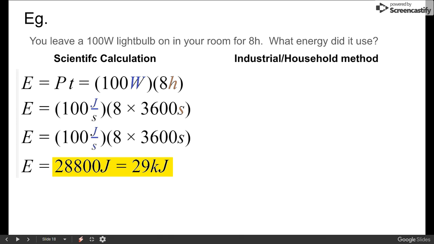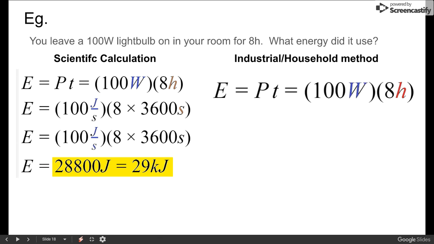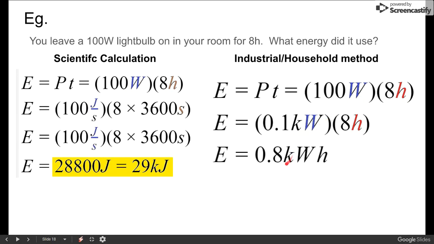Now what about the real world calculation? In this case, you spare yourself the conversion. You just leave time alone. But 100 watts is 0.1 kilowatts. You need to bundle this in 1,000. Money, that would be $1,000. If I said you're traveling down the road 100 meters, I could also say 0.1 kilometers. You multiply these two and you get 0.8 kilowatt hours.